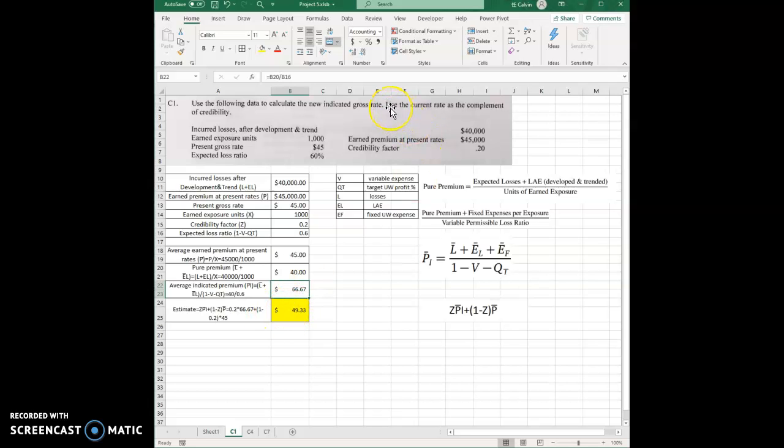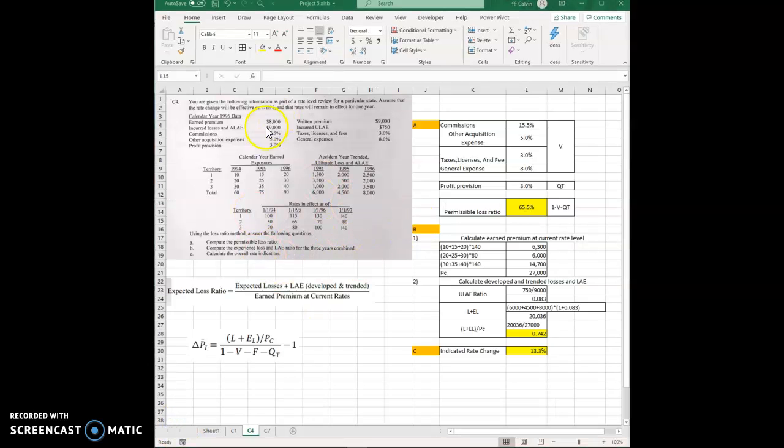Since the question says to use the current rates as the complement of credibility, so we need to use the 1 minus 0.2 times the P bar. So 0.2 times the PI bar 66.67 plus 1 minus 0.2 times the P bar 45, and we get the final answer 49.33. And the next question is C4.